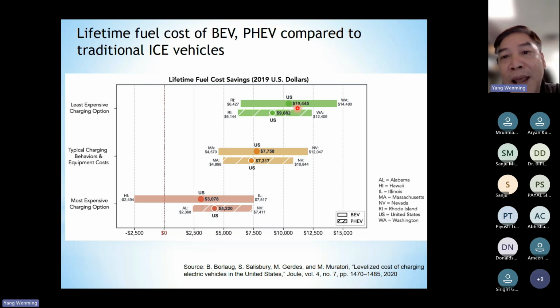On average, it can save 10,000 US dollars for the lifetime, and hybrid vehicles can save about 9,000 US dollars over the lifetime. For normal customers, or the public, the savings is usually about 7,758 US dollars per lifetime, and the hybrid vehicles about 7,200 US dollars. And this one can save about 3,000, and this one can save 4,400, 220 US dollars.